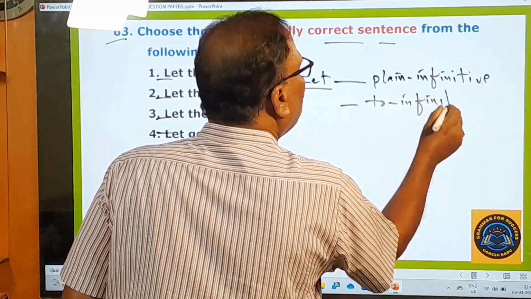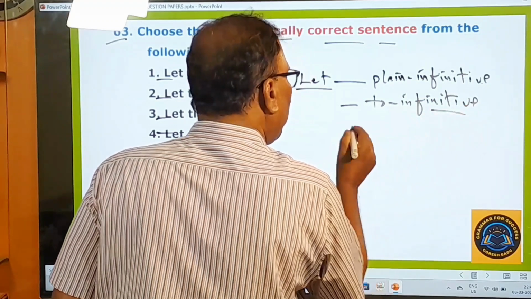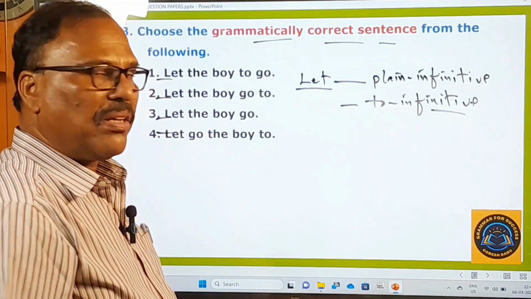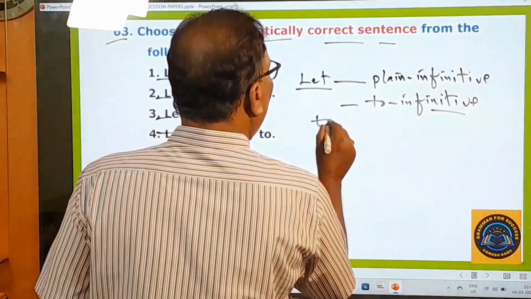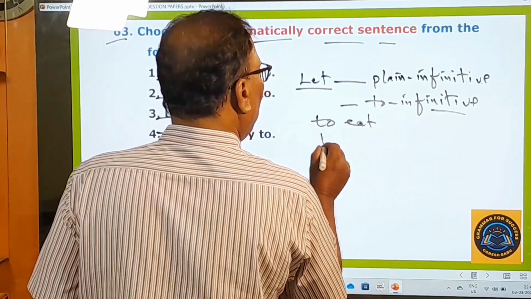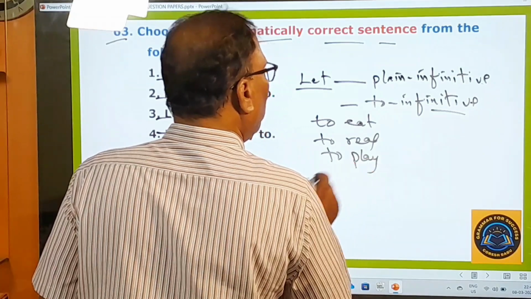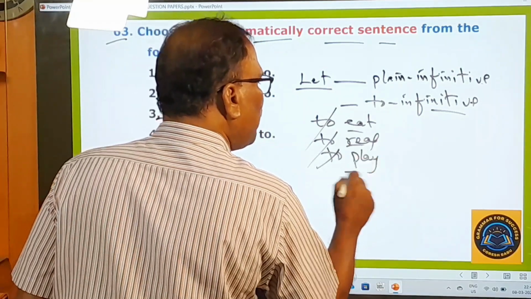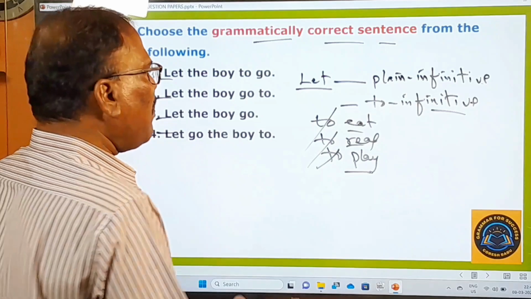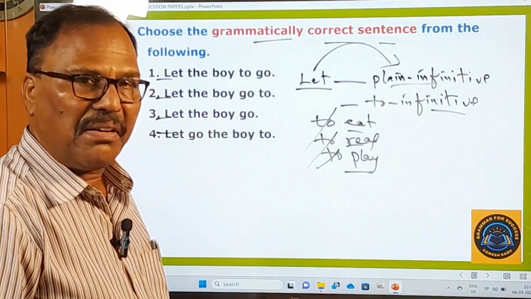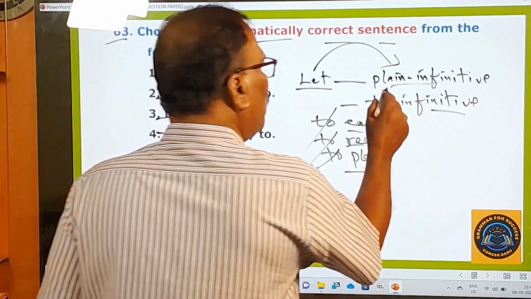Okay, this is what you have to understand. What is a to infinitive? It is when the base form verb is preceded by to. For example, to eat, to read, to play are to infinitives. But whenever this to is dropped, it becomes a plain infinitive. So after let, only the plain infinitive must be used and not the to infinitive.